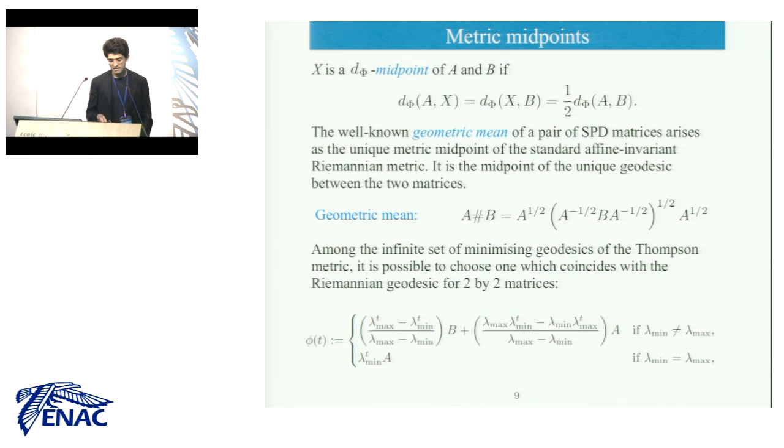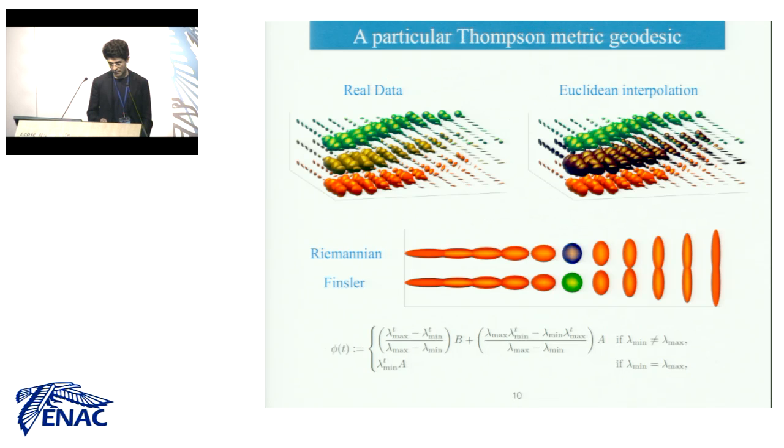Now, among the infinite set of minimizing geodesics of the Thompson metric, there's one that has this very nice form on the bottom there, and it has this extra feature that in the case of 2x2 matrices, this coincides with the Riemannian geodesic. So even for 2x2 matrices, the Thompson metric has an infinite number of geodesics in general, but one of these with this nice expression only involving extremal eigenvalues happens to coincide with the Riemannian one in that case. So it's a very natural one to stick to for now.